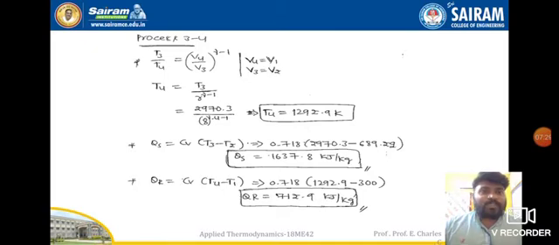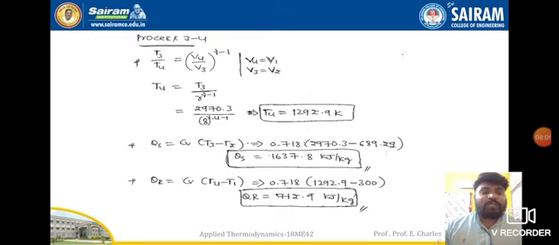So QS is heat supplied. QS is equal to, since it is a constant volume process, CV into T3 minus T2. So QS is equal to 1637.8 kilojoules per kg. Next, heat released QR. We come across this QR in the 4 to 1 process. The 4 to 1 process is constant volume, so it is taken as CV into T4 minus T1. So QR is equal to 712.9 kilojoules per kg.